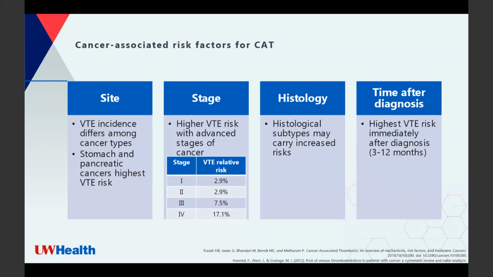And then finally, the time after diagnosis can impact cancer-associated thrombosis risk. The time immediately after cancer diagnosis has the highest risk, likely due to factors related to cancer therapies. Some studies report that the highest risk is within 3 to 6 months, and others report that the highest risk is within the first year.